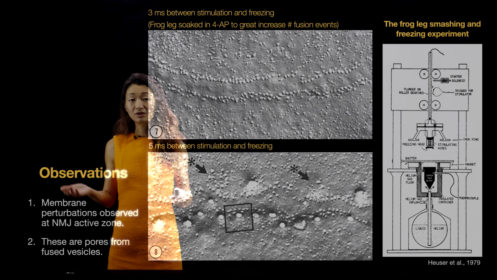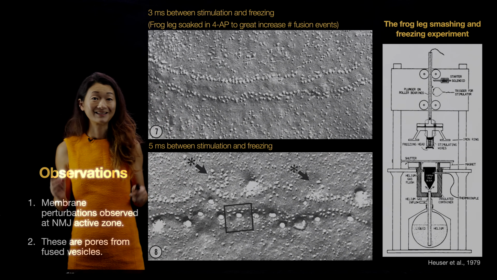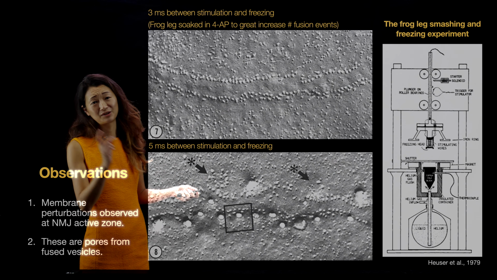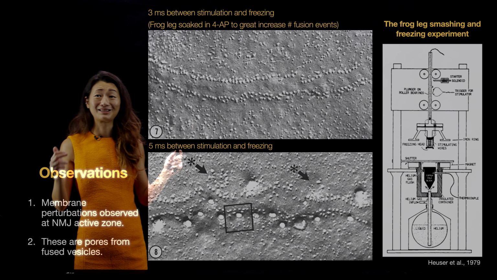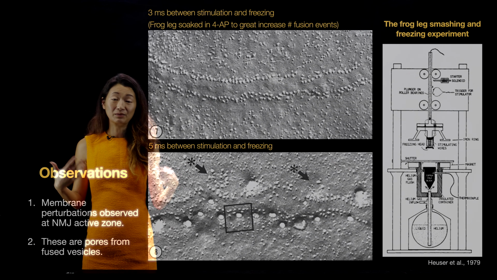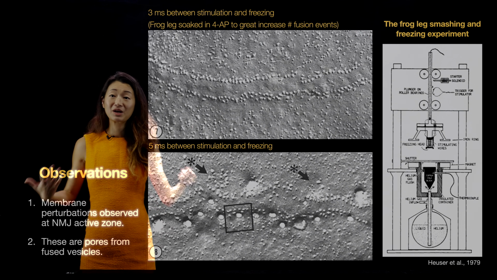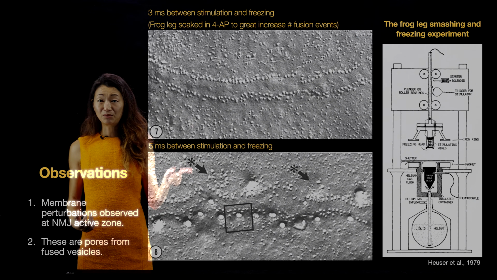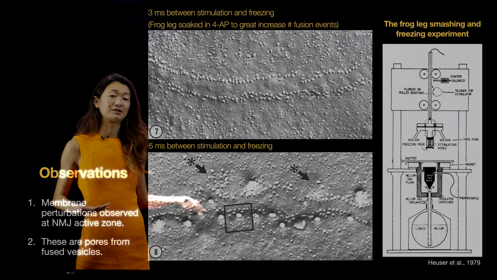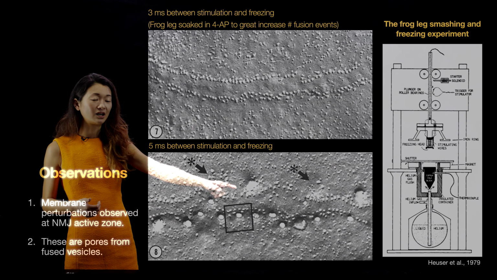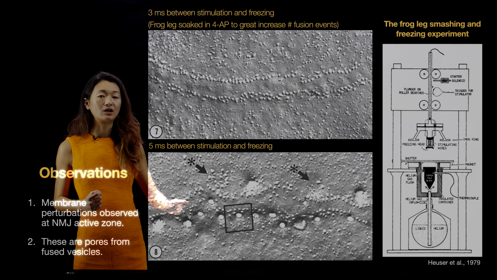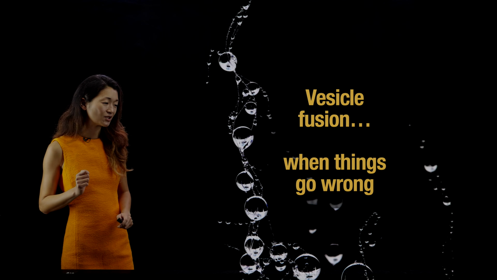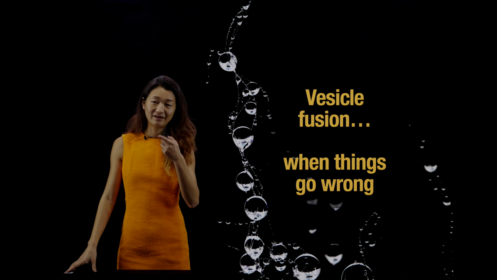All right, so this super cool experiment demonstrated that membrane perturbations are observed at the active zone of the neuromuscular junction. Neuromuscular junction is a special word that we call the synapse between the motor neuron and the muscle. We like studying it, and we also really like frogs, partially because it's so big, right? Synapses that are really big are more reliable because they've got more postsynaptic receptors. And experimentally, that makes them a lot more tractable because it's easier to smash them and look at them. What we see here is direct evidence that there are pores from fused vesicles. Pretty cool experiment.